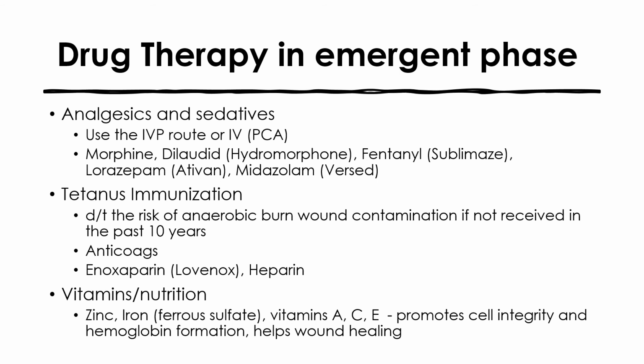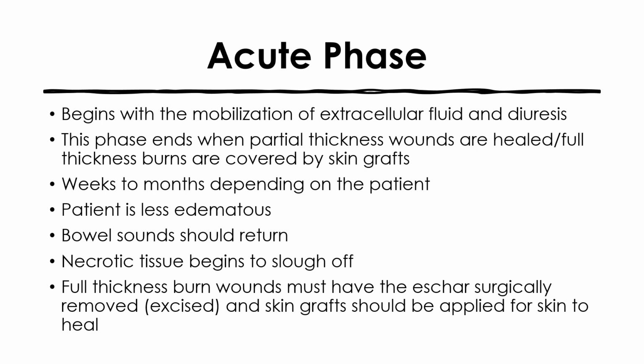And then nutrition, right? So vitamins. The patient can receive zinc, iron, and vitamins A, C, and E. These all promote cell integrity. They help hemoglobin formation and help wound healing. Okay, so the emergent phase is done. Remember, the emergent phase is the first 72 hours post-burn, and that's all the things we just talked about.